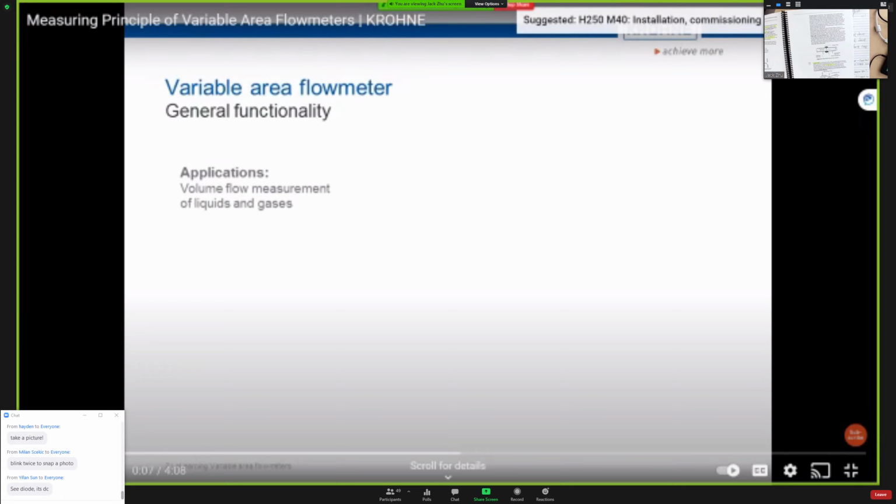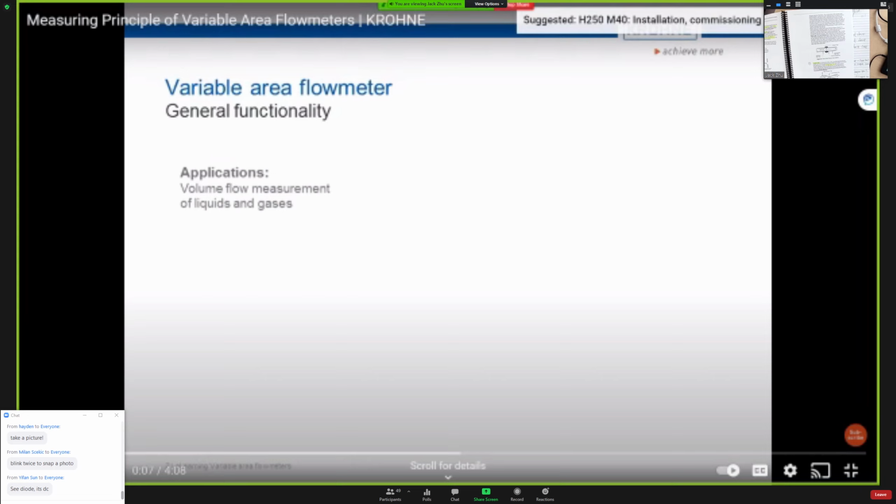The higher the position of the float, the larger the ring orifice, and therefore the cross-sectional area through which the medium can flow past the float. This is the origin of the English designation of the device. When there is no flow, gravity keeps the float at the bottom end of the measuring tube. As soon as the medium flows through the tube from bottom to top, the float rises again, until the acting forces are in balance. I'd like to explain this in more detail.